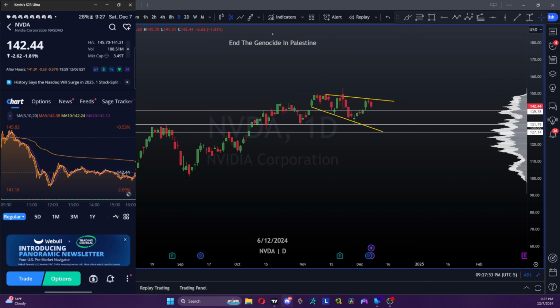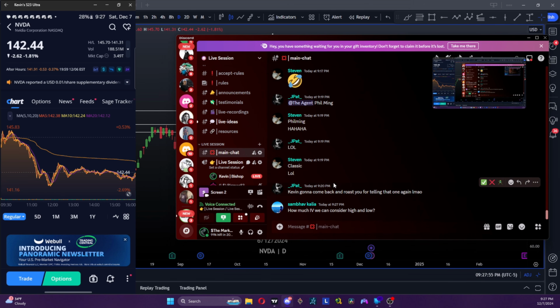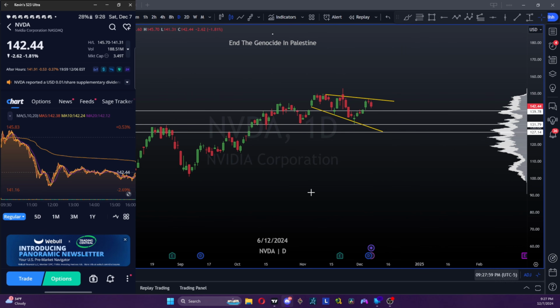So we're gonna go over. I got a question. It says how much IV can we consider high and low, and that's the main thing we're actually going to be going over, because for each stock it's different. Because each stock moves differently, just as JP said, right? It kind of measures the movement of a stock. High IV means the stock moves a lot. Low IV means typically the stock moves not as much.